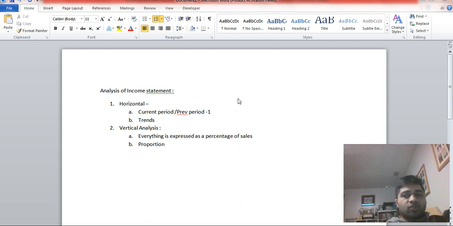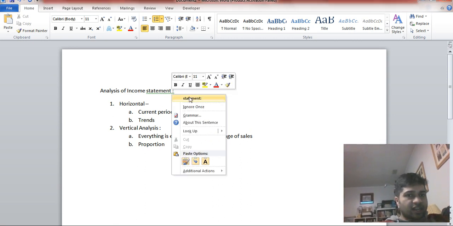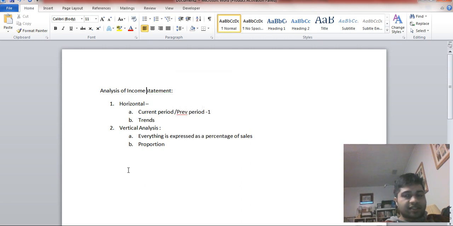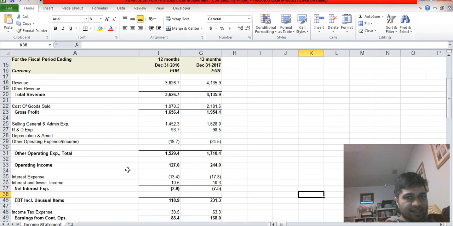The second way to go about it is a vertical analysis. In vertical analysis, you express everything as a proportion of sales. Okay. The best way of understanding how to go about income statement analysis is by analyzing data. So let's take an example and understand it better.